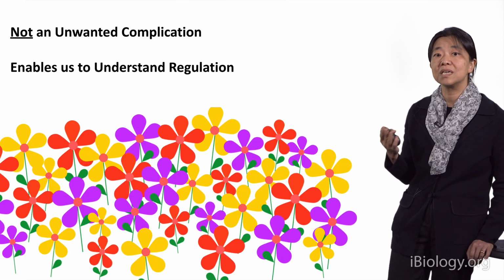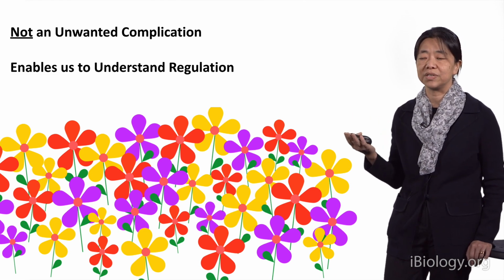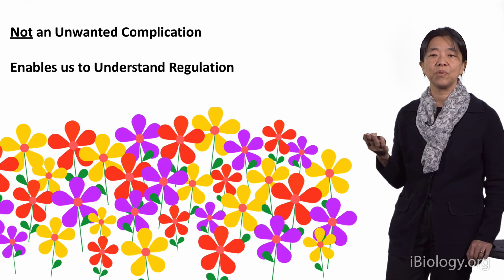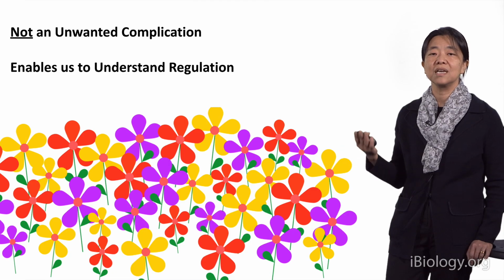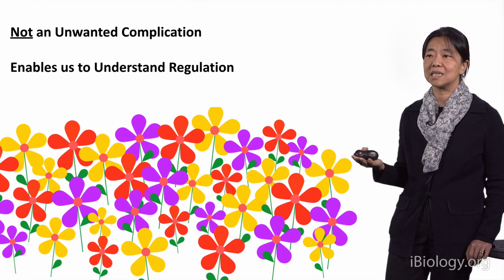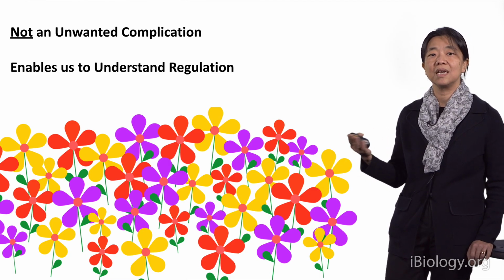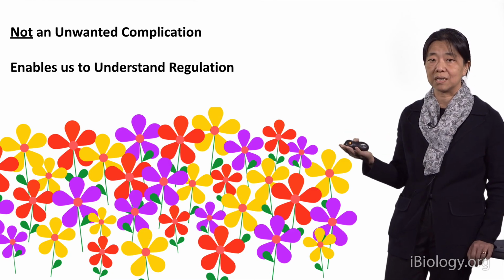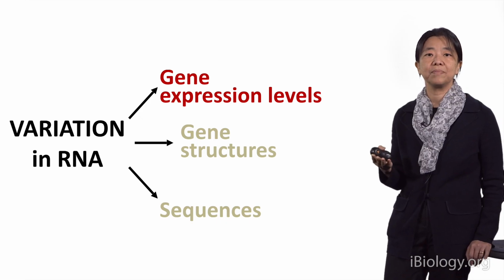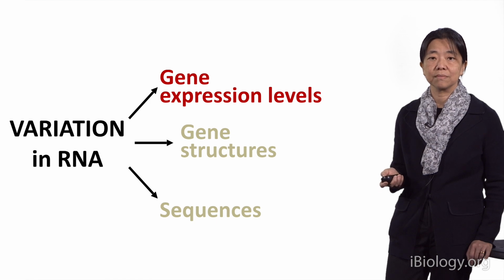Oftentimes, geneticists really need this diversity in order to study the genetic basis of a trait. But oftentimes in mechanistic studies, this extensive variation can be viewed as almost a nuisance. What I hope to convey is that this variation is not an unwanted complication. In fact, it allows us to understand regulation. So let me start with talking about variation in RNA, in particular in gene expression levels.